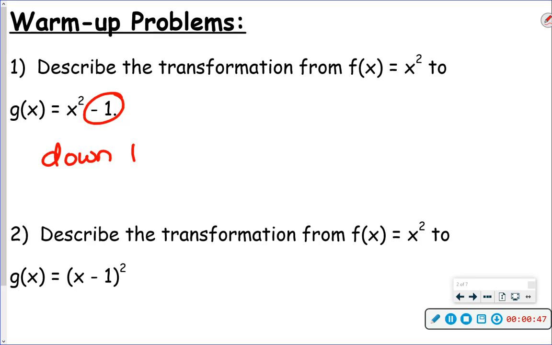Okay, describe the transformation from f of x equals x squared to x minus 1 in parentheses squared. So now you're subtracting the 1 from the x inside the parentheses. So that is a horizontal shift, a left or right shift. Minus 1 is going to move it to the right 1. So just some quick review from Algebra 2. I know you do a lot of transformations back there. You will see that, of course, happening today on our graphs.